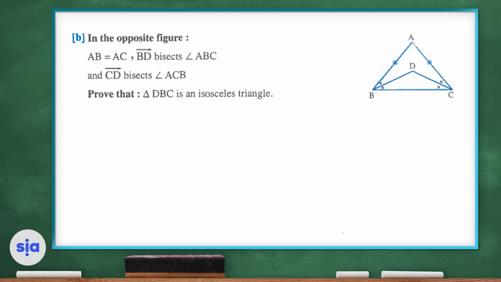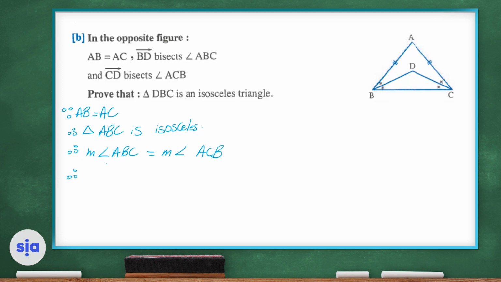Question B. In the opposite figure, AB is equal to AC, where BD ray bisects angle ABC and CD ray bisects angle ACB. The question wants us to prove that triangle DBC is an isosceles triangle. Since AB is equal to AC, therefore triangle ABC is isosceles. Therefore, the measure of angle ABC is equal to the measure of angle ACB.